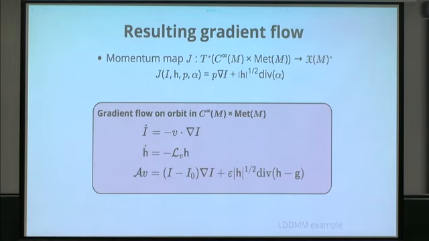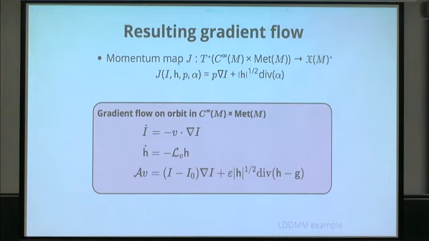So this is a generalized divergence, let's say. And then the gradient flow looks like this. So A is the inertia tensor, and I is the metric. I is the image, and H is this deformed metric that we don't want to deform too much.